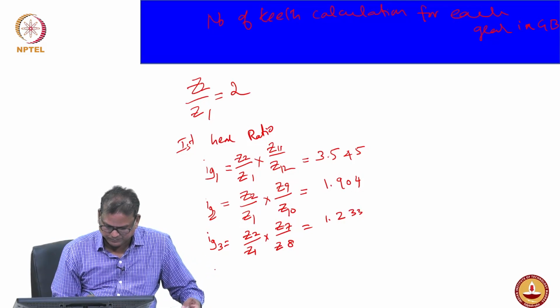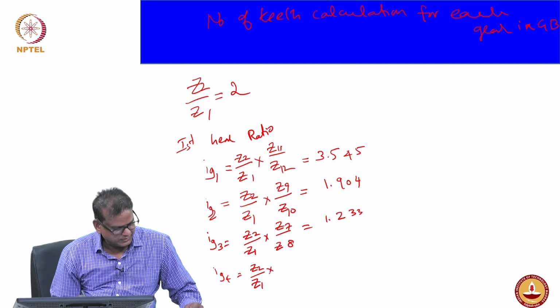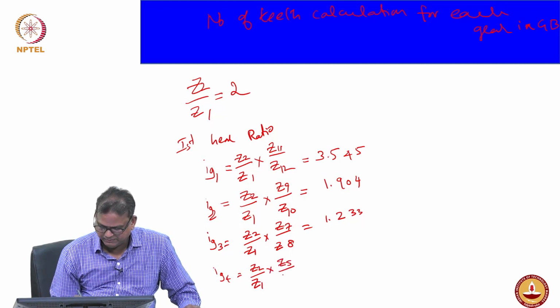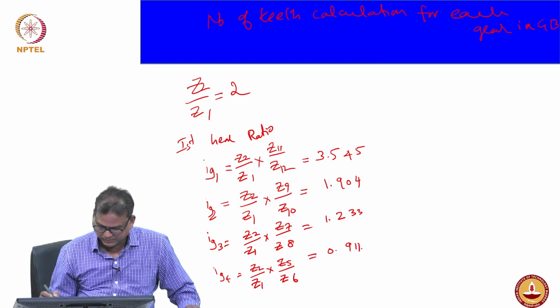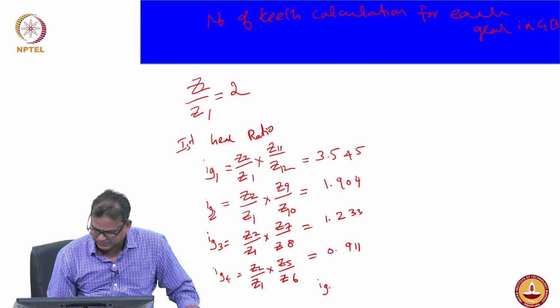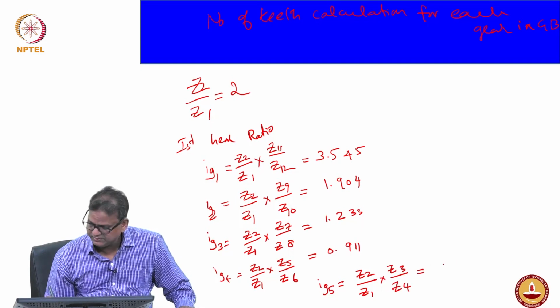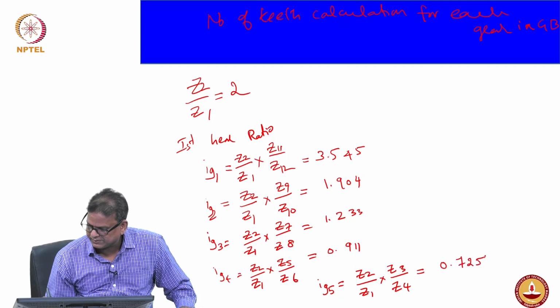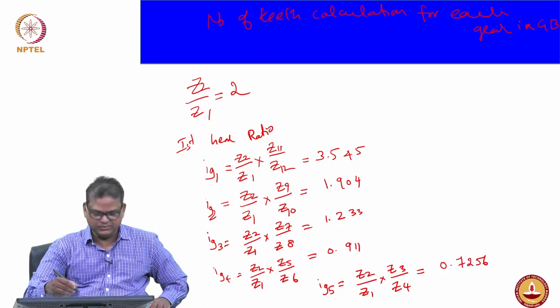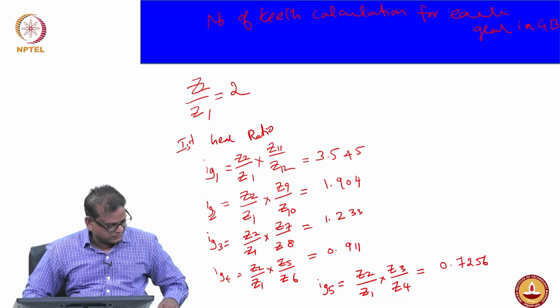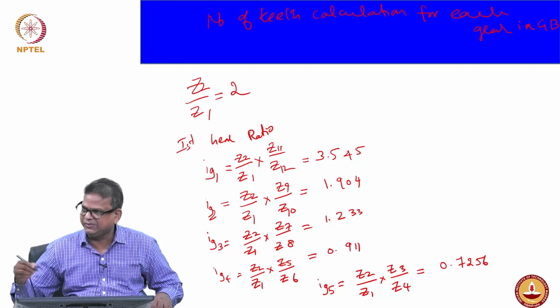Then IG4, that should be Z5, right? Z by 6, yeah, 0.911, and IG I will write at the bottom, IG5. What is the value? 0.7256, right? These are the values, okay. These are the gear ratios correspondingly. So now we need to start to find out the number of teeth.